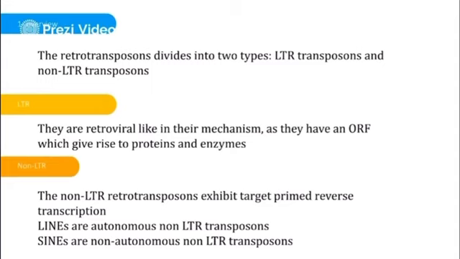LINEs use a copy and paste mechanism of transposition similar to LTR retrotransposons, whereas SINEs use a cut and paste mechanism of transposition, where the element exits from its original location and is inserted into a new location in the genome.